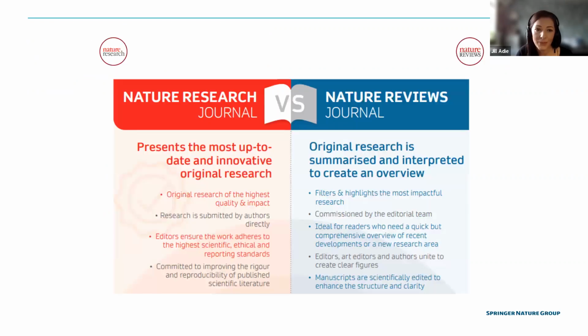So coming back to the differences between the research journals in red and the Nature Reviews journals, which we have in blue. As I mentioned, it's the content, of course. So Nature Research journals publish original research. And this is the bread and butter of the research journals. This is the main thing that they publish. It is submitted by authors directly. It is extremely high quality and it is filtered, enhanced, and published by us.